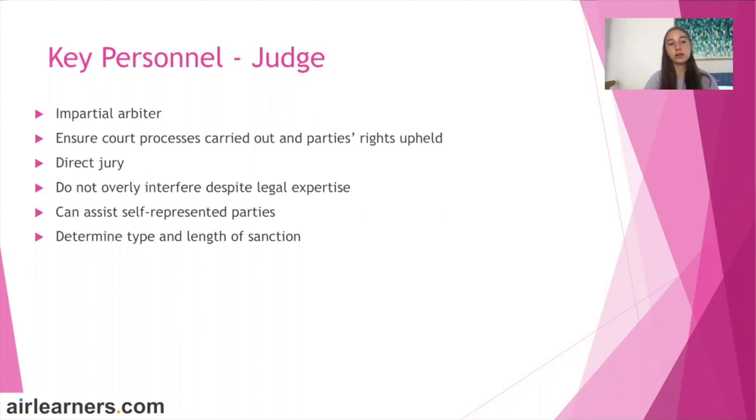They direct the jury to ensure that they understand any legal arguments and all rules of evidence and procedure, and that they are not influenced by anything that is inadmissible in court. Despite the judge's legal expertise and experience, they don't overly interfere in the court proceedings. They can assist self-represented parties to some extent, but if they overly interfere, then it's cause for a mistrial and a retrial. The judge's main role is to determine the type and the length of the sanction once the jury has reached a verdict. For magistrates, they determine both the verdict and the type and length of sanctions.